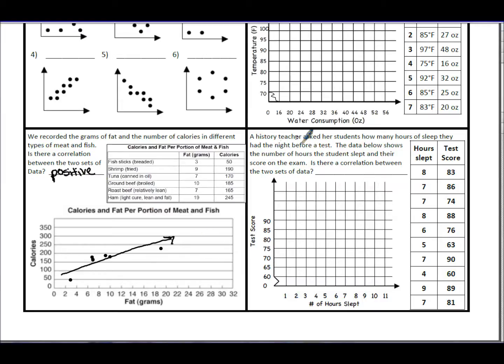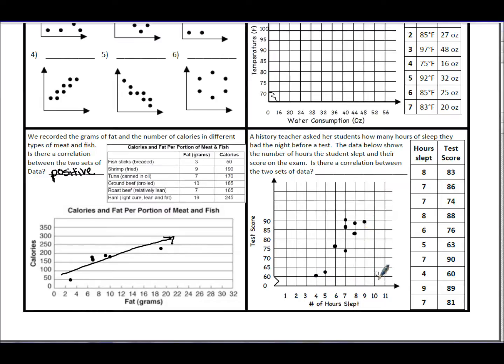For this next example, a history teacher asked her students how many hours of sleep they had the night before a test. The data below shows the number of hours the students slept and their score on the exam. So we see that the first student slept 8 hours and got an 83. The next person got 7 hours of sleep and 86. 7 hours with 74%. 8 hours with an 88. 6 hours with 76. 5 hours got a 63.